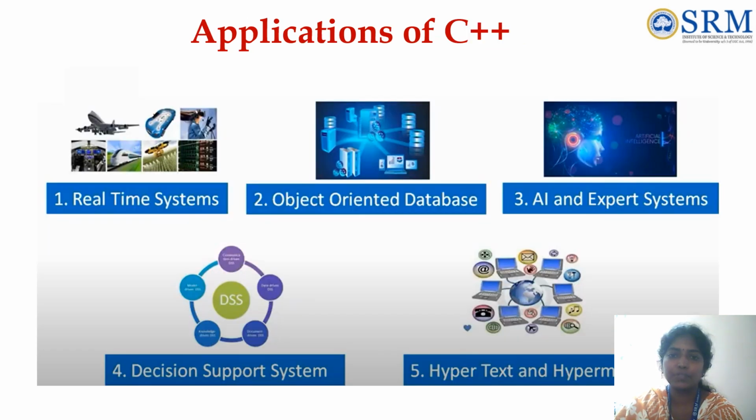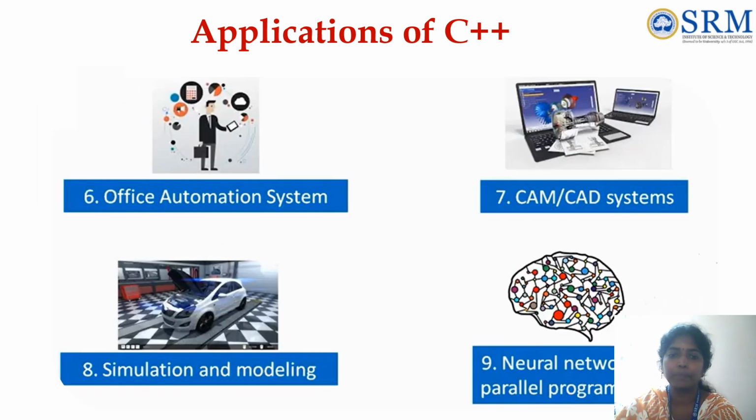Next, applications of C++. C++ is used in real-time systems, object-oriented databases, AI and expert systems, decision support systems, hypertext and hypermedia, office automation systems, CAD/CAM systems, simulations and modeling, and also in neural network and parallel programming systems.